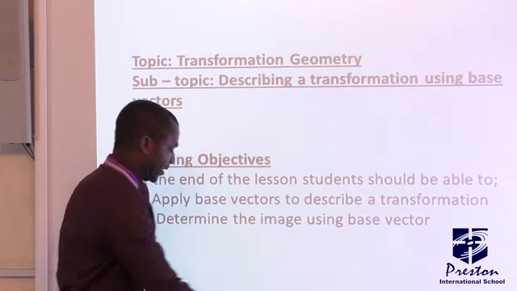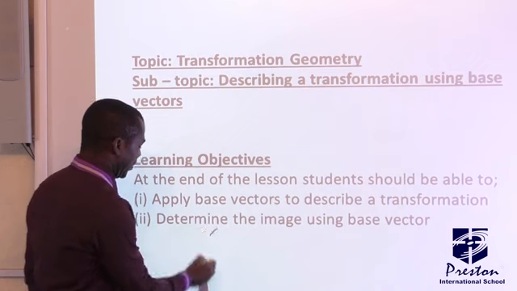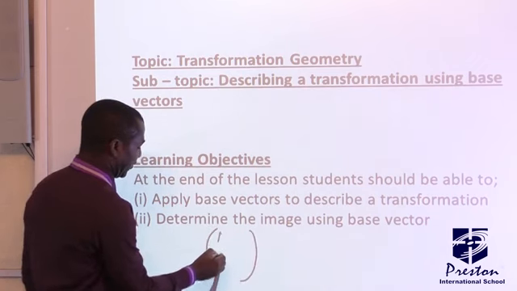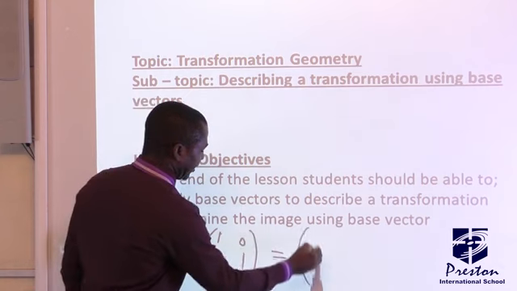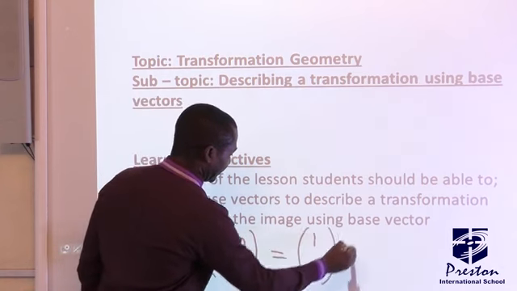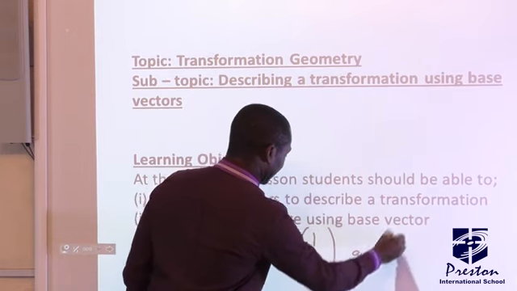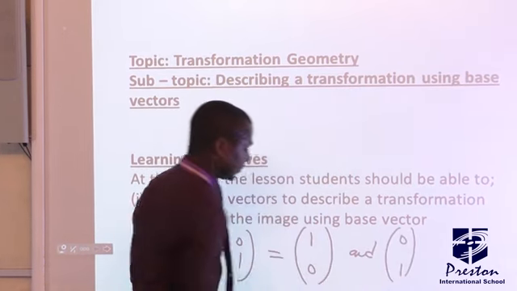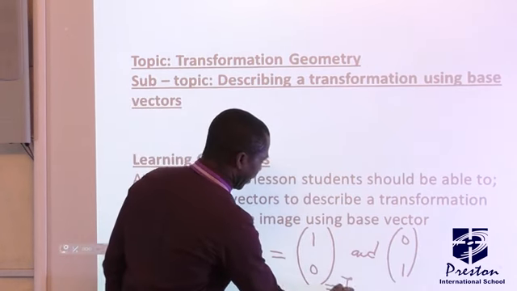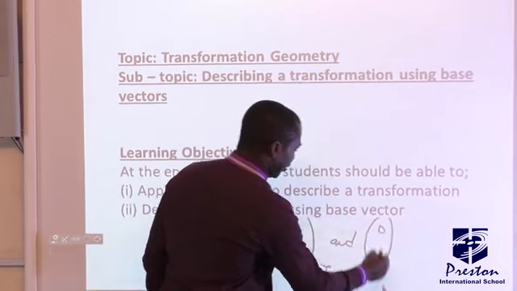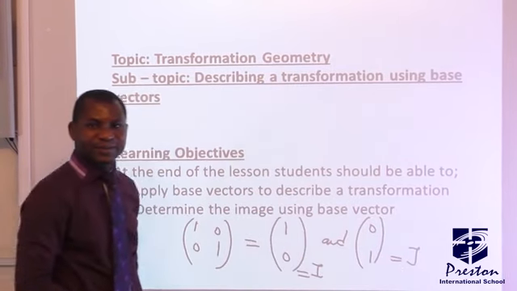Now let me just start with base vectors. What's a base vector? A base vector is a matrix in the form of this, whereby you can write this as (1, 0) and (0, 1). Your (1, 0) represents your I component, and your (0, 1) represents your J component.